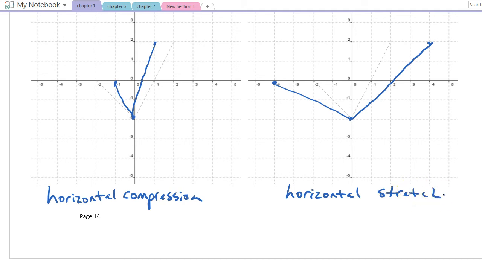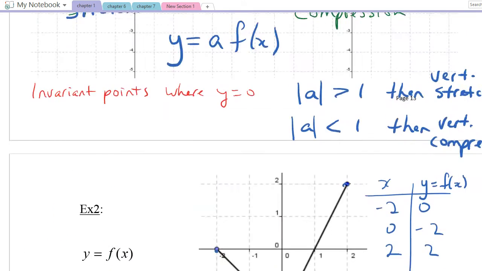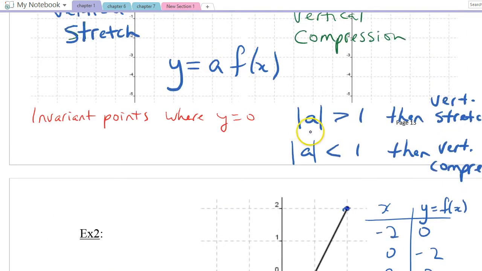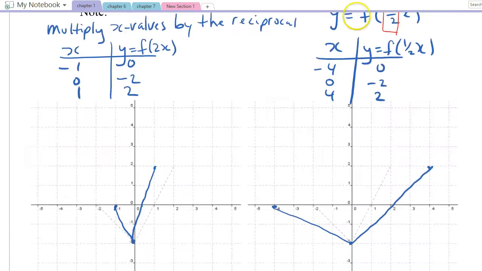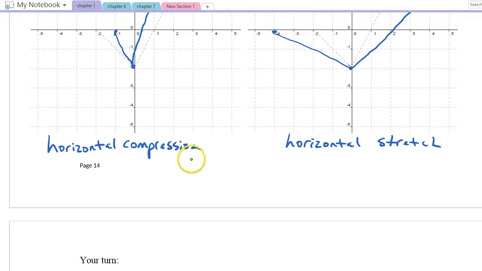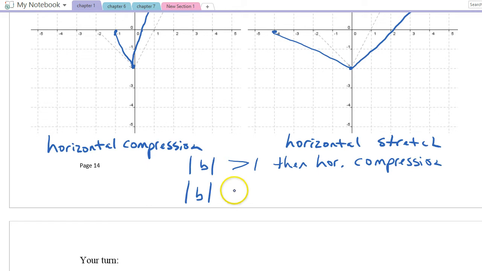So it's a little bit different than before. You remember for our last page, our summary, we said that when the absolute value of a is greater than 1, then you're multiplying the y values by something greater than 1, and that's why you get a vertical stretch. In here, because of that reciprocal nature, it's the opposite way, isn't it? So if the absolute value of b is greater than 1, then it's a horizontal compression, and if the absolute value of b is less than 1, then it is a horizontal stretch.